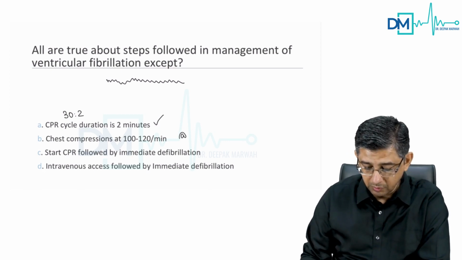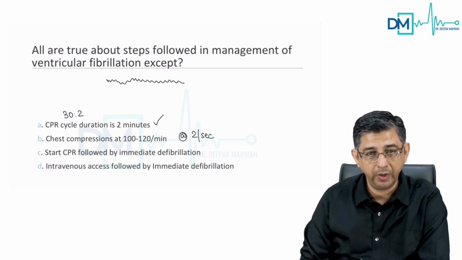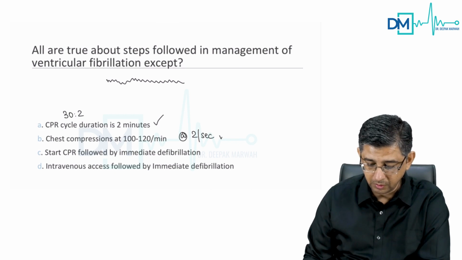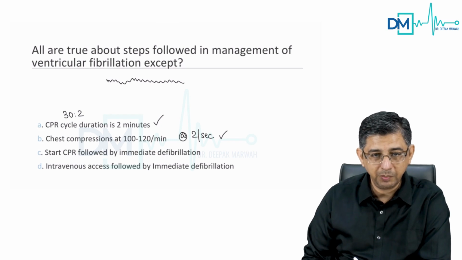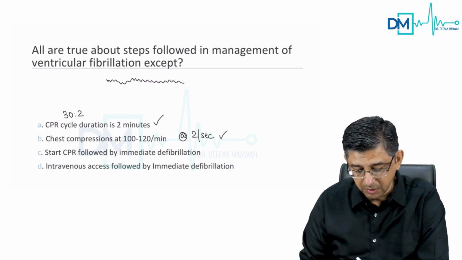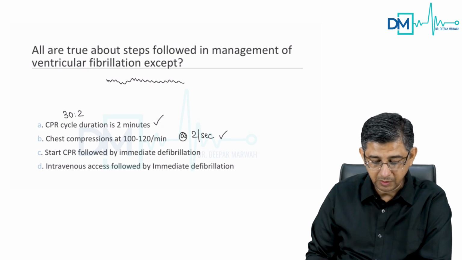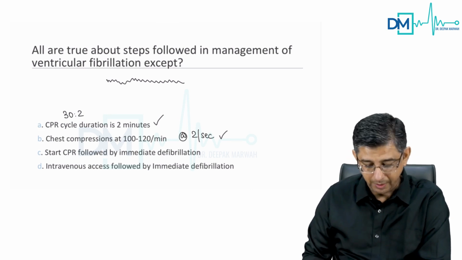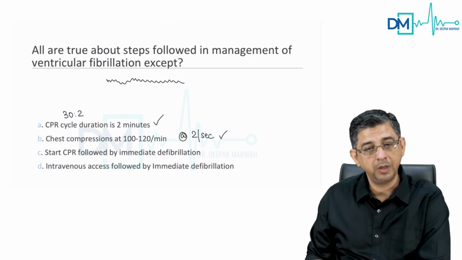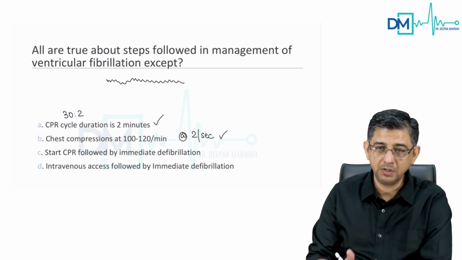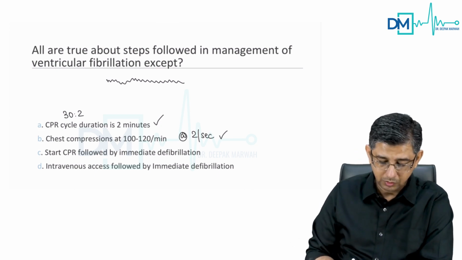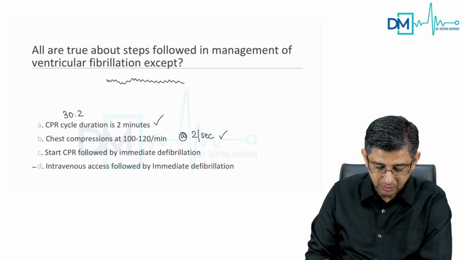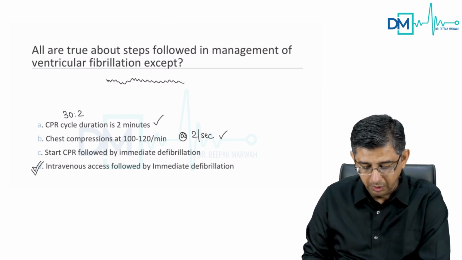A doctor is supposed to give approximately 2 chest compressions every 1 second, so 60 seconds would be 120. So that would be a correct statement, that the frequency of chest compressions should be between 100 to 120. Start CPR followed by immediate defibrillation: yes, first you need to give CPR and then you defibrillate the patient. And then it says intravenous access followed by immediate defibrillation. You see, at the moment I'm giving CPR, the next step would be defibrillation. IV line can be obtained even later in the patient. So the wrong statement in this question, and the answer to this MCQ, is choice D, intravenous access followed by immediate defibrillation.